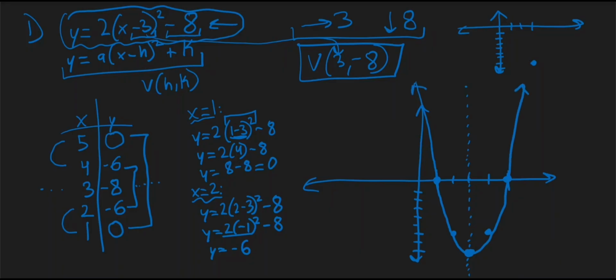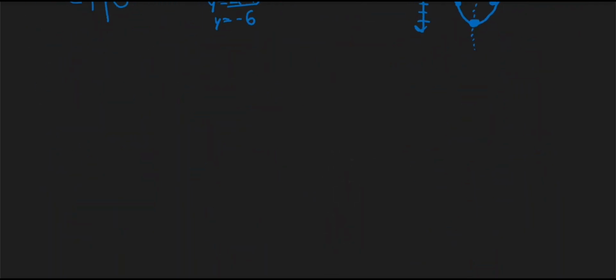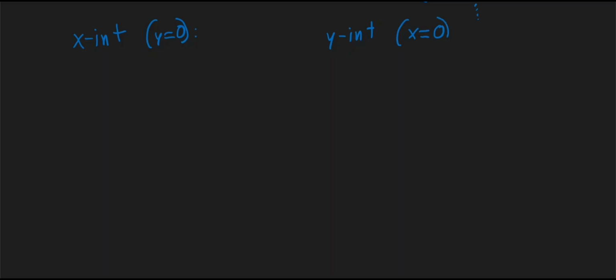Now we have all 5 points, which are good enough to graph the parabola. But what if you wanted to get the x-intercepts and the y-intercepts for the parabola? Let's show the work down here. To get the x-intercepts of any function, it doesn't matter what type, you plug in a 0 for y and solve for x. To get the y-intercepts of any graph or function, you plug in a 0 for x and solve for the y value.